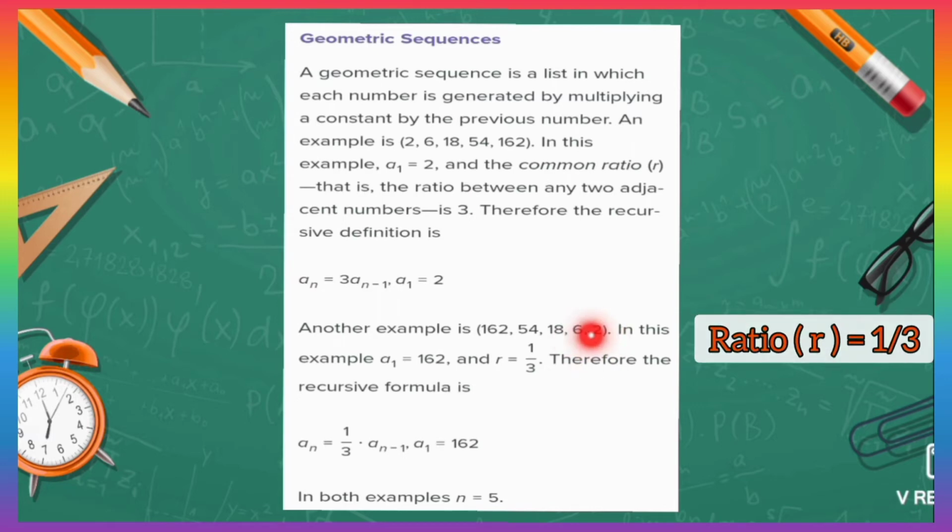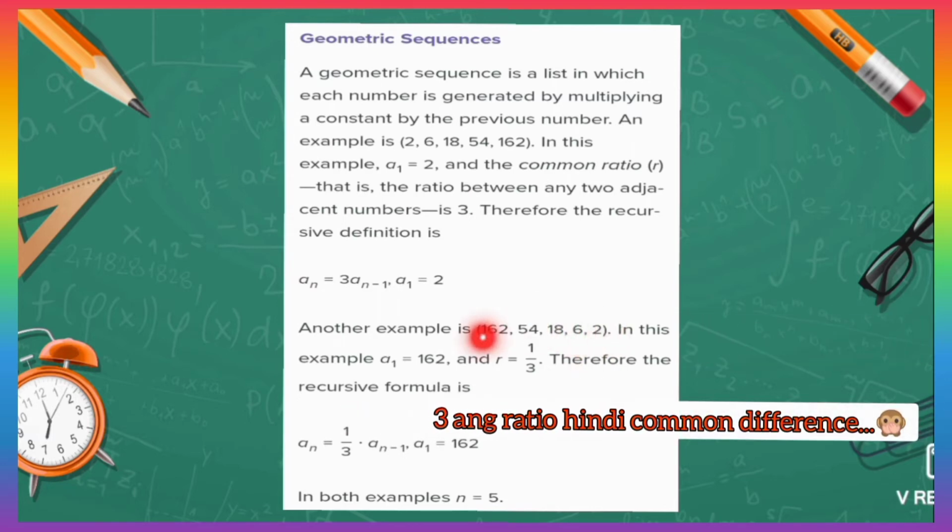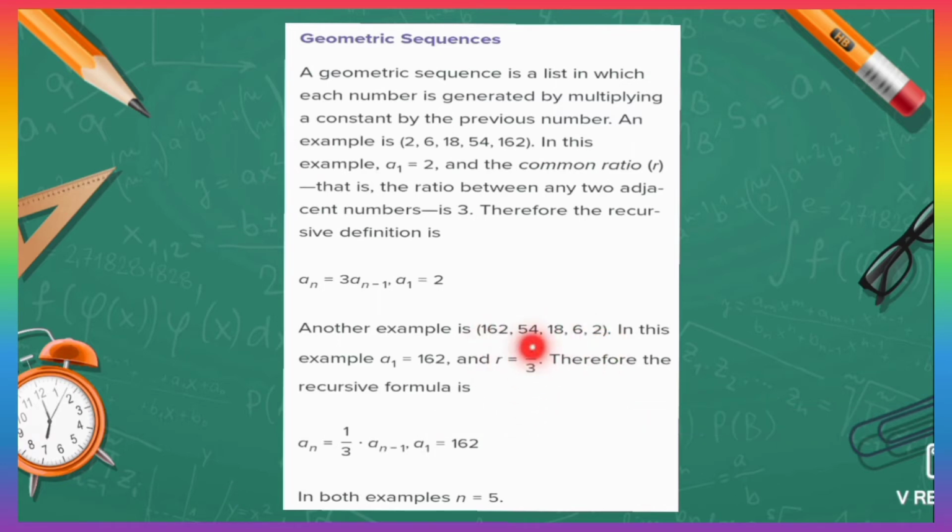So, ibig sabihin, 3 yung common difference niya. Pero since ito ay pabaliktad, kasi nag-start tayo sa malaking number papunta sa maliit, gagawin mo lang ganito, naka-fraction siya. Lalagyan mo lang siya ng 1 over 3. So, 162 times 1/3, the answer is 54. 54 times 1/3, the answer is 18. And 18 times 1/3, the answer is 6. And 6 times 1/3, the answer is 2.